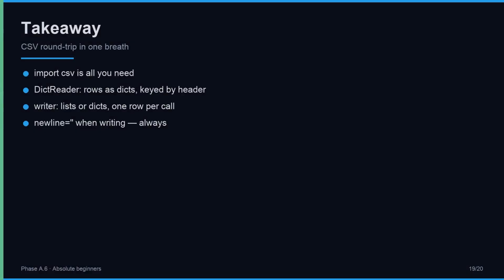Here is the lesson in one breath. Import csv. Read with DictReader to get each row as a dictionary, keyed by the header. Write with csv.writer or DictWriter, 1 row per call. Always pass newline equals empty string when opening a file for writing. That is the full round trip. 5 lines to read, 3 lines to write, and you have a real data tool. Read and write, full circle.